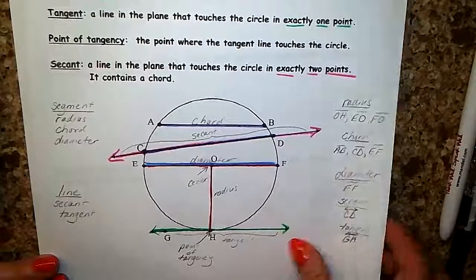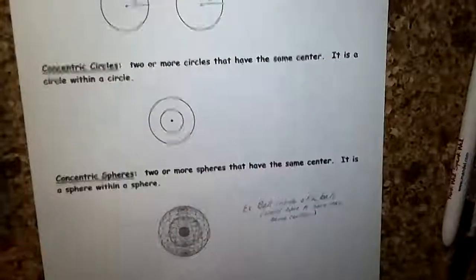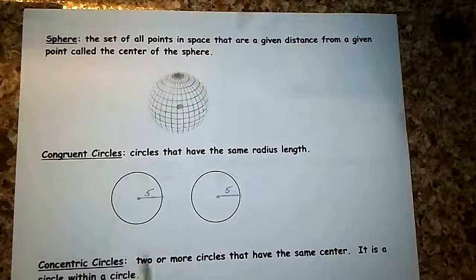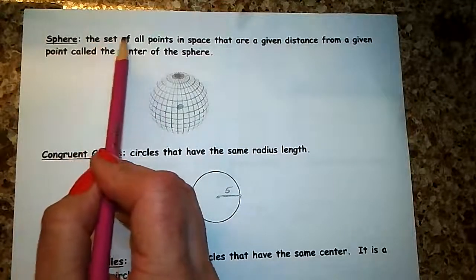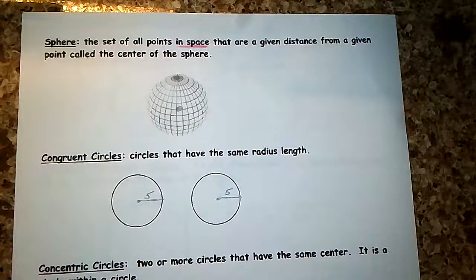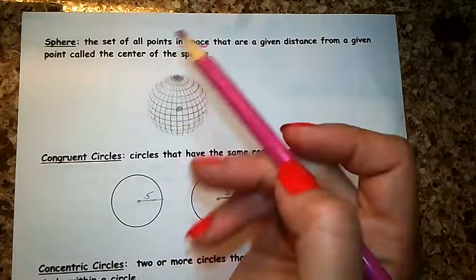Okay, let's continue. Next concept we're going to talk about is the sphere. Okay, the sphere definition is very similar to the definition of a circle. The set of all points in space, though, that's the biggest difference, right? The circle was a set of points in a plane. This is space. Space gives our dimension. If you remember back from chapter 1, that's like our three-dimensional versus our plane, which is flat.